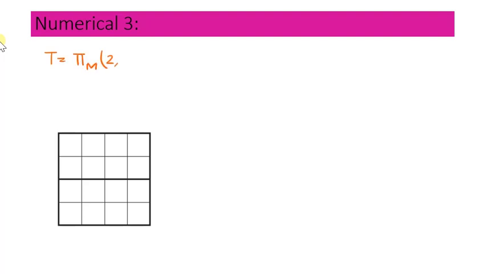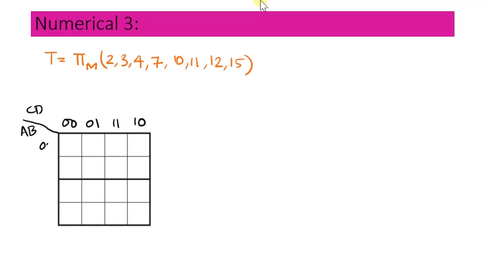So coming to the third numerical, we have T is equal to pi m 2, 3, 4, 7, 10, 11, 12 and 15. Again, this is a 4 variable Karnaugh map, and I will consider the representation of the variables as A, B, C, D. And I will be having 16 combinations of the input. I will map the max terms corresponding to the decimal numbers.